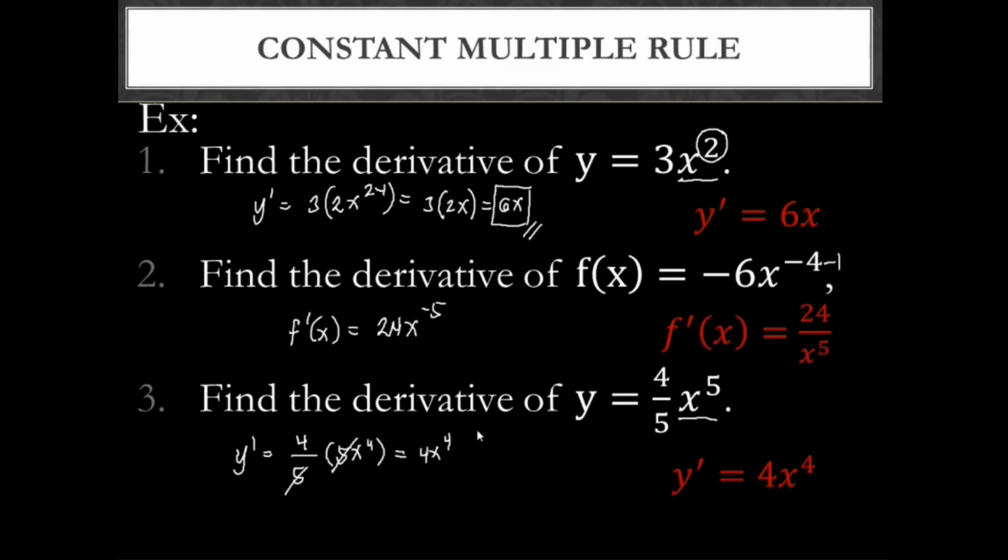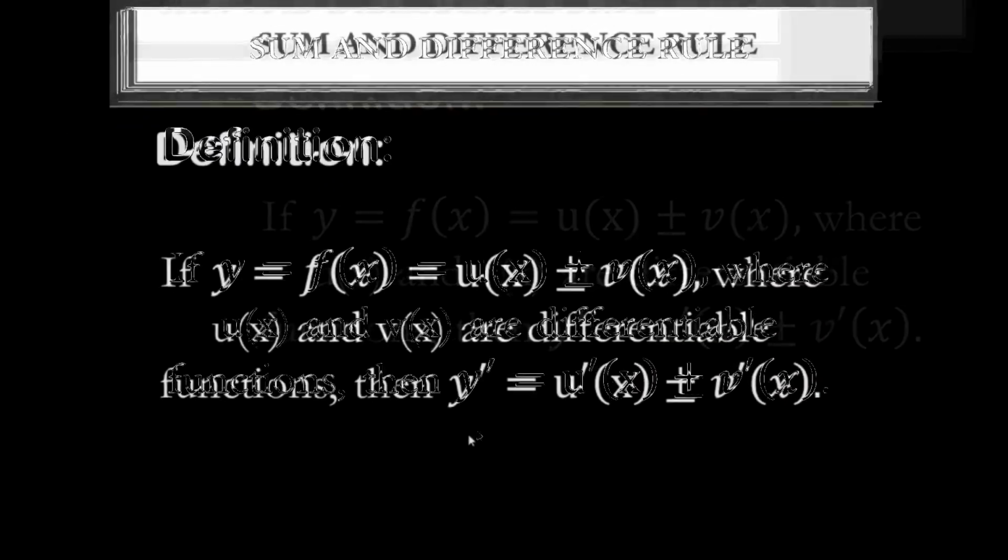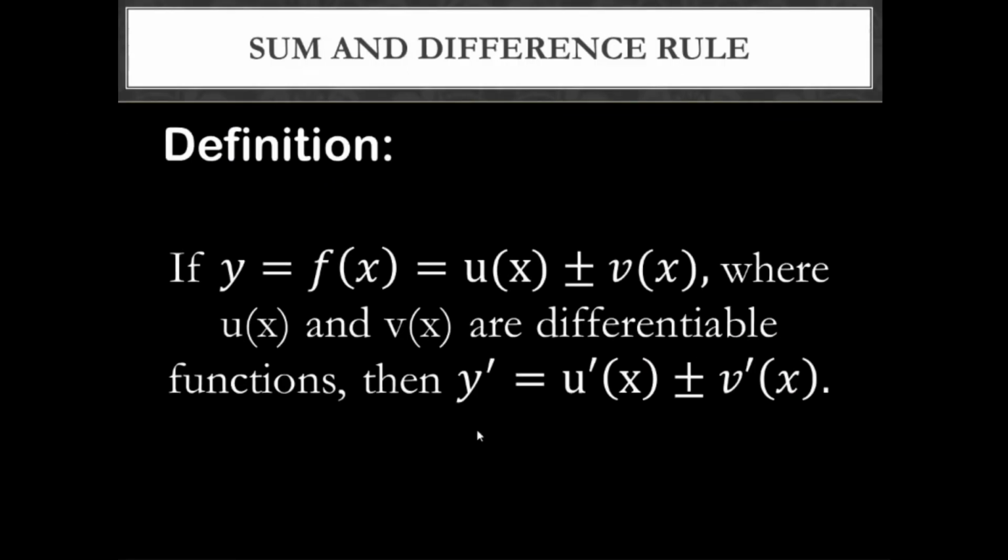Okay, that is constant multiple rule. Let's go now to sum and difference rule. If y equal to f of x equal to u of x plus or minus v of x, where u of x and v of x are differentiable functions, then y prime equals u prime of x plus or minus v prime of x. So in short, kukunin mo lang yung derivative ng first term at ng lahat ng terms, gamit yung first four na rule.